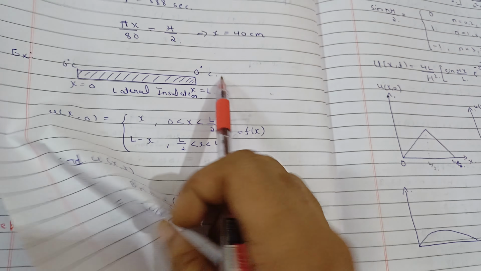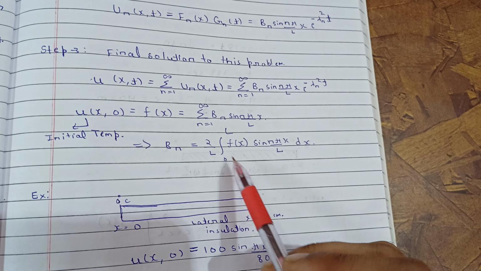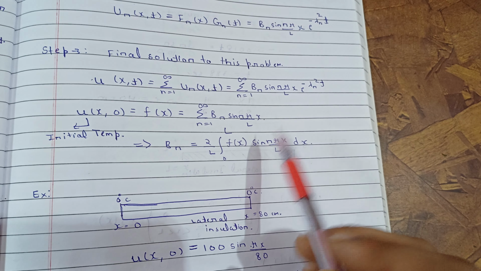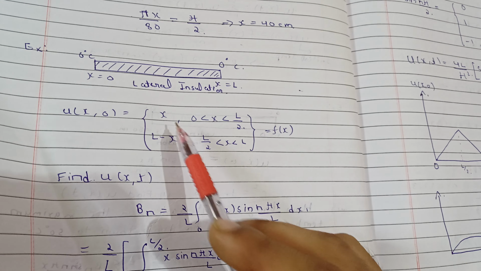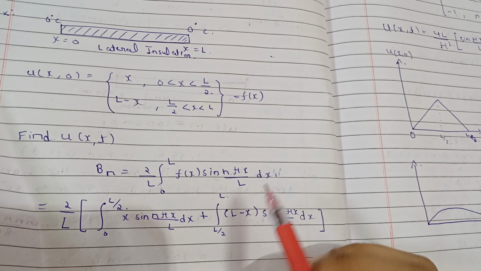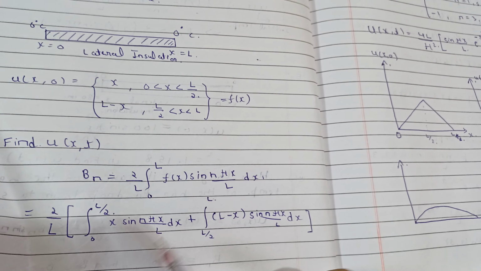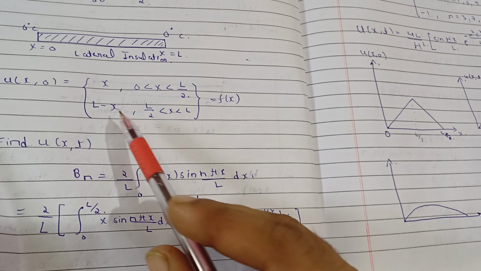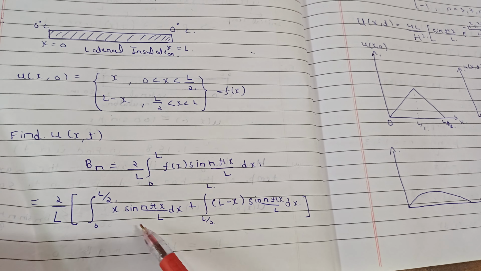Again, to find the u, you need to find the Bn, and Bn is given by this formula. Now 0 to L can be divided into two limits, because here f(x) is given in two limits, for 0 to L by 2 and L by 2 to L. So we write f(x) sin n pi x by L dx. This is the formula for Bn. Again, f(x) is x for 0 to L by 2, and L minus x for L by 2 to L. Now you just need to solve these integrals and put the limits.